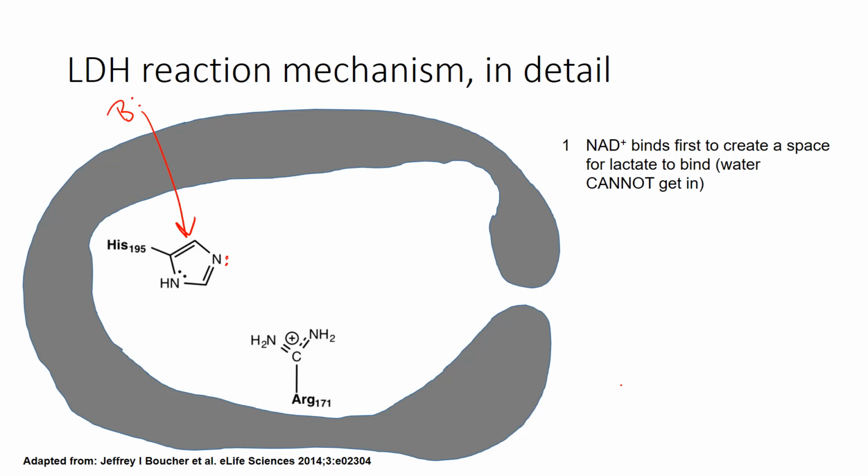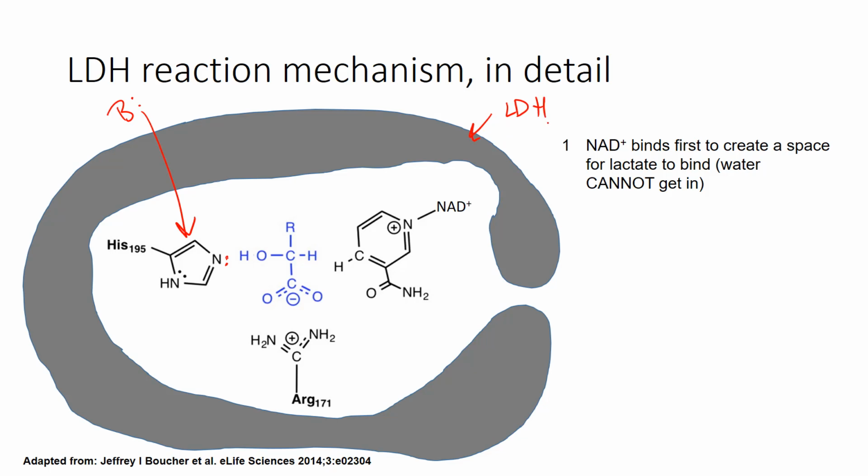All right, so the first thing that happens is NAD+ binds the LDH active site, and that makes room for lactate to then pop in and stick into the active site as well. Now, one thing I will point out is that the way I've drawn the enzyme, LDH here in this gray Pac-Man shaped blob, I've intentionally drawn it so the enzyme is closed around the reaction here.